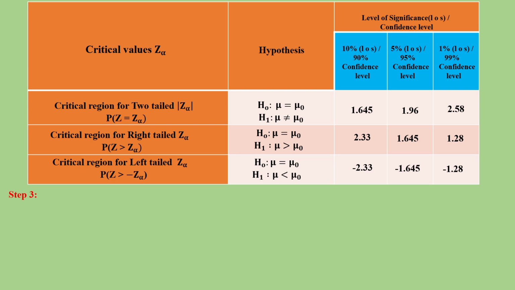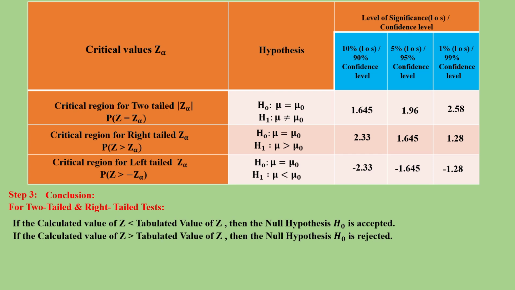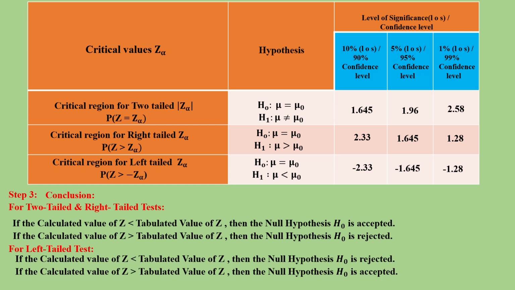Next we are going to the conclusion. For two-tail and right-tail tests, if the calculated value is less than the tabulated value, the null hypothesis is accepted. If the calculated value of Z is greater than the tabulated value, the null hypothesis is rejected, right? But in the left-tail test, it is just the opposite. If the calculated value is less than the tabulated value, H naught is rejected, because of the negative value, that is why. If the calculated value is greater than the tabulated value, H naught is accepted, right?